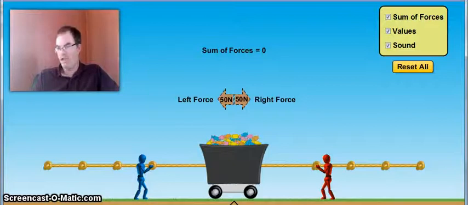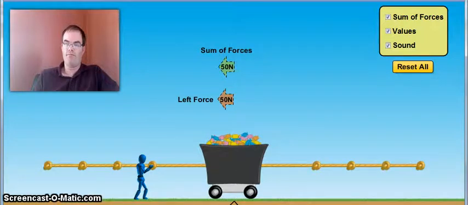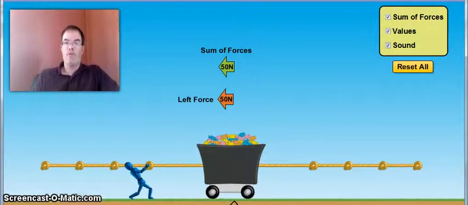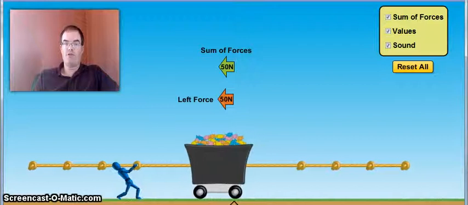I want to take a look at one other scenario here. Let's take Ralphie out of the mix here and let's set this thing into motion. You can see that the net force now is 50 newtons, and so if we let little Bobby pull here, sure enough, the cart starts to move.